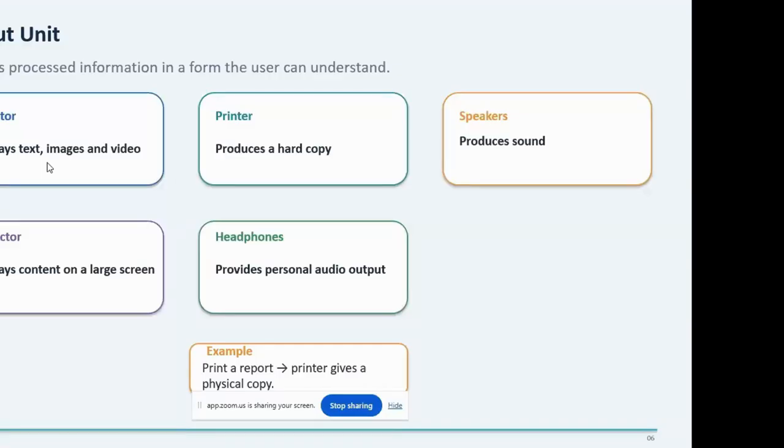Next, coming to the output unit. As I told you, the monitor which displays everything becomes your output unit. The printer which produces your hard copy becomes the output unit, right? Speakers, projector, headphones, all these are called output units.